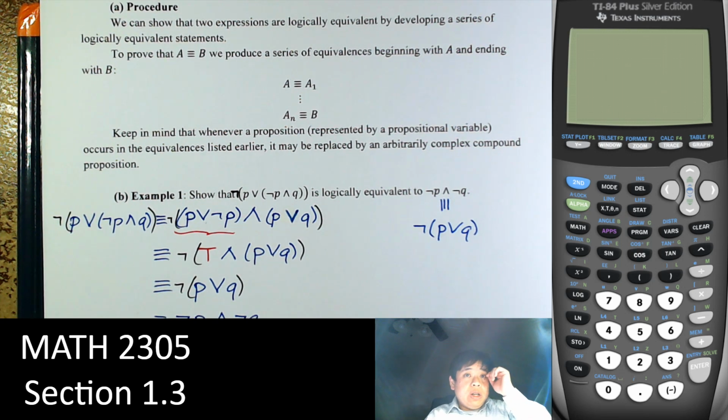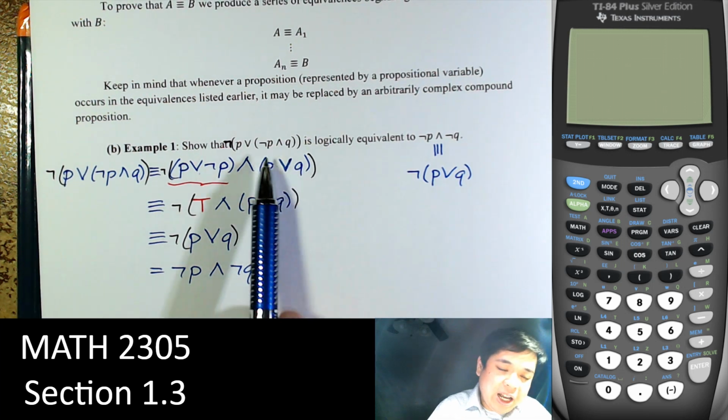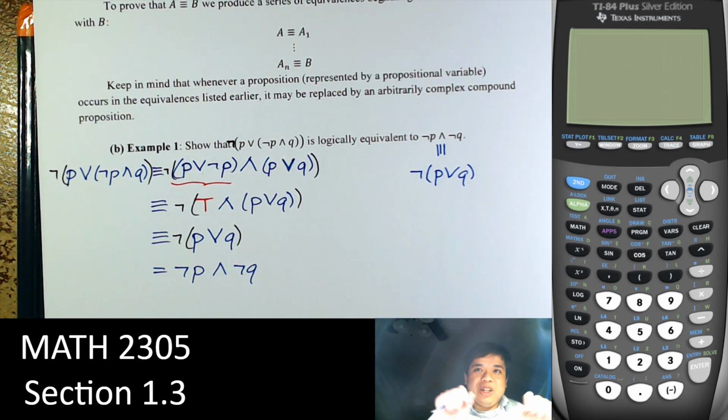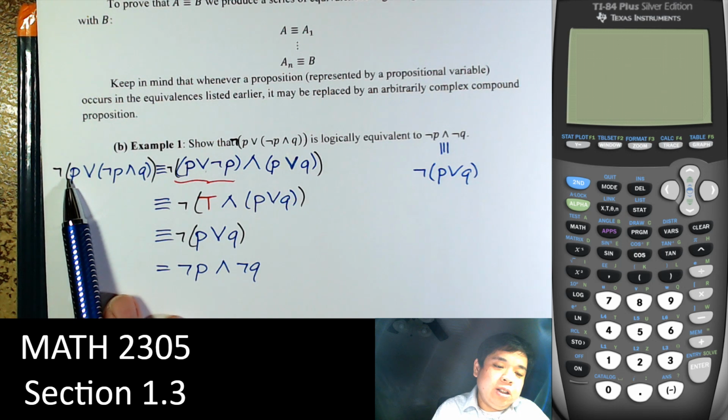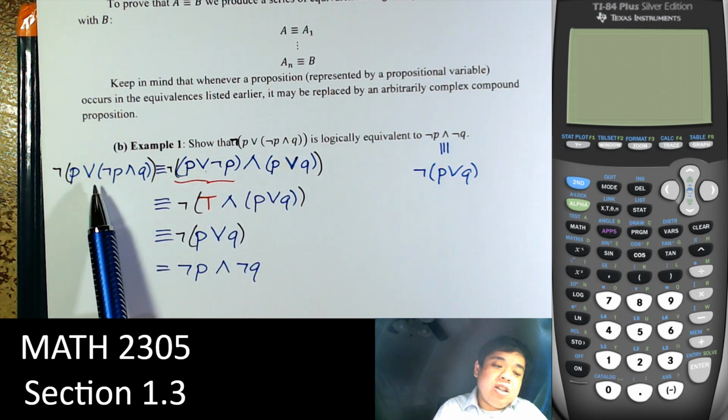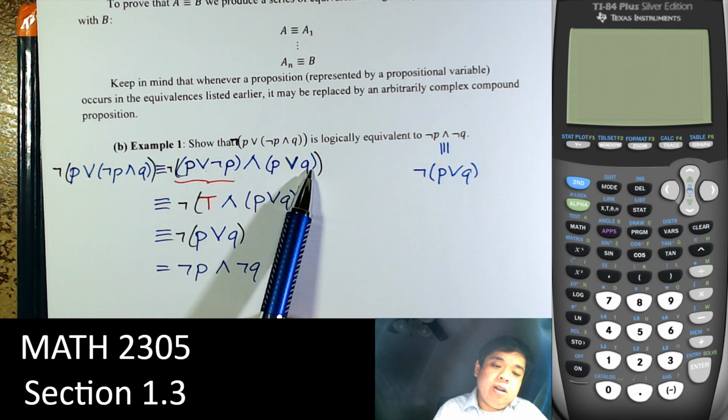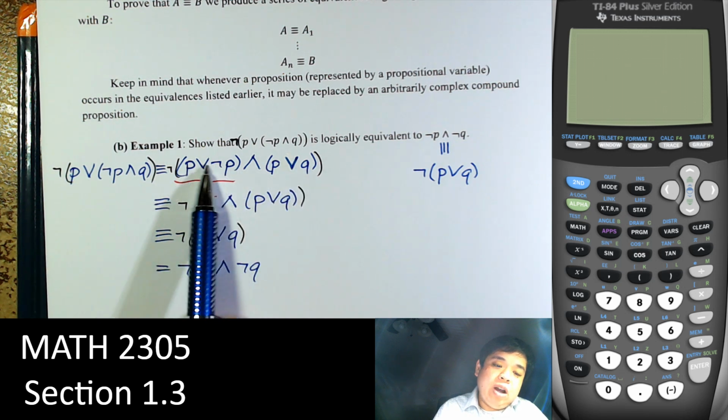Of course, we can always use the truth table. So once again, negation of the whole thing. So that's why we need the parentheses. When I typed it, I forgot the negation. Right. So negation, we do inside the parentheses first, distributive properties, and then we have that.